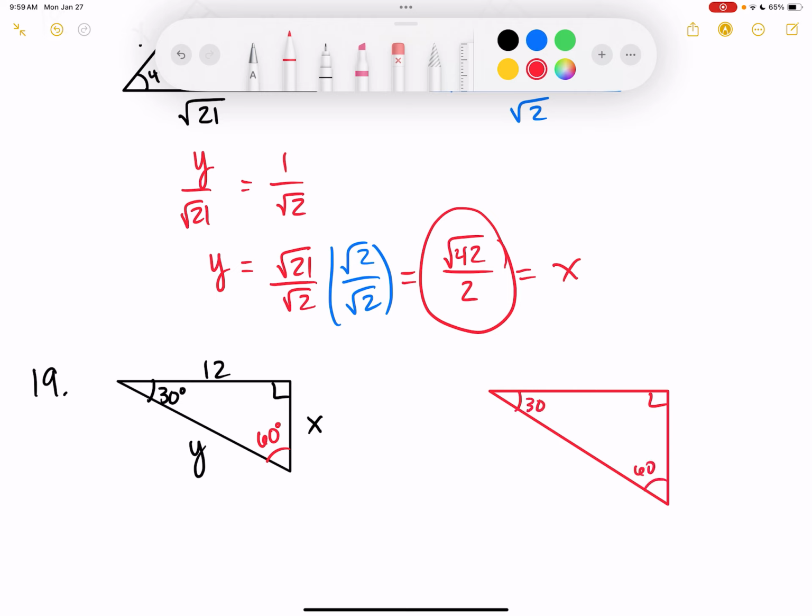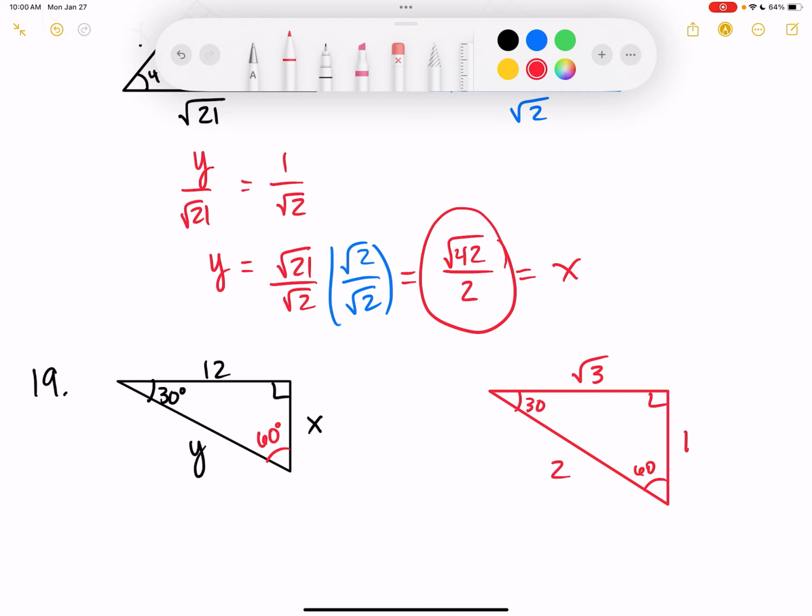What do we know about the side lengths of a 30, 60, 90? The short leg is half the hypotenuse, and the long leg is the square root of 3 times the short leg. So the short leg equals 1, the hypotenuse equals 2, and the long leg equals root 3. It's a 1, 2, root 3 triangle.